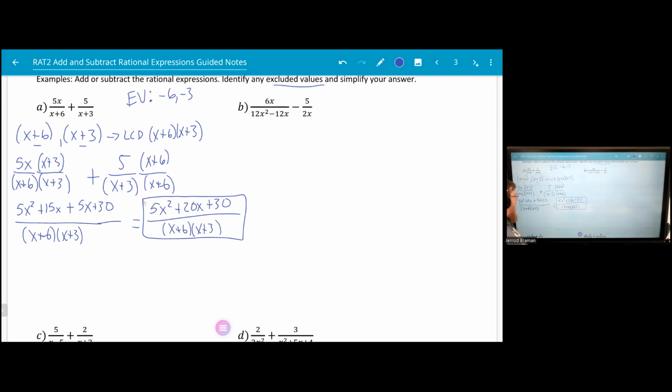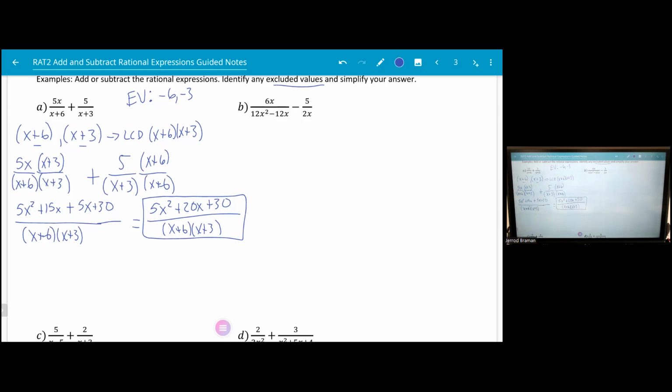We could do some stuff with that top one. I could simplify this top one to 5 times x squared plus 4x plus 6. There's nothing that multiplies to 6 and adds to 4, so there's nothing else that's going to simplify in there. So we're set with this one. I did the things I needed to do. I found the excluded values, found the LCD, multiplied both rational expressions by what they needed, and then I added them. I like that a lot.